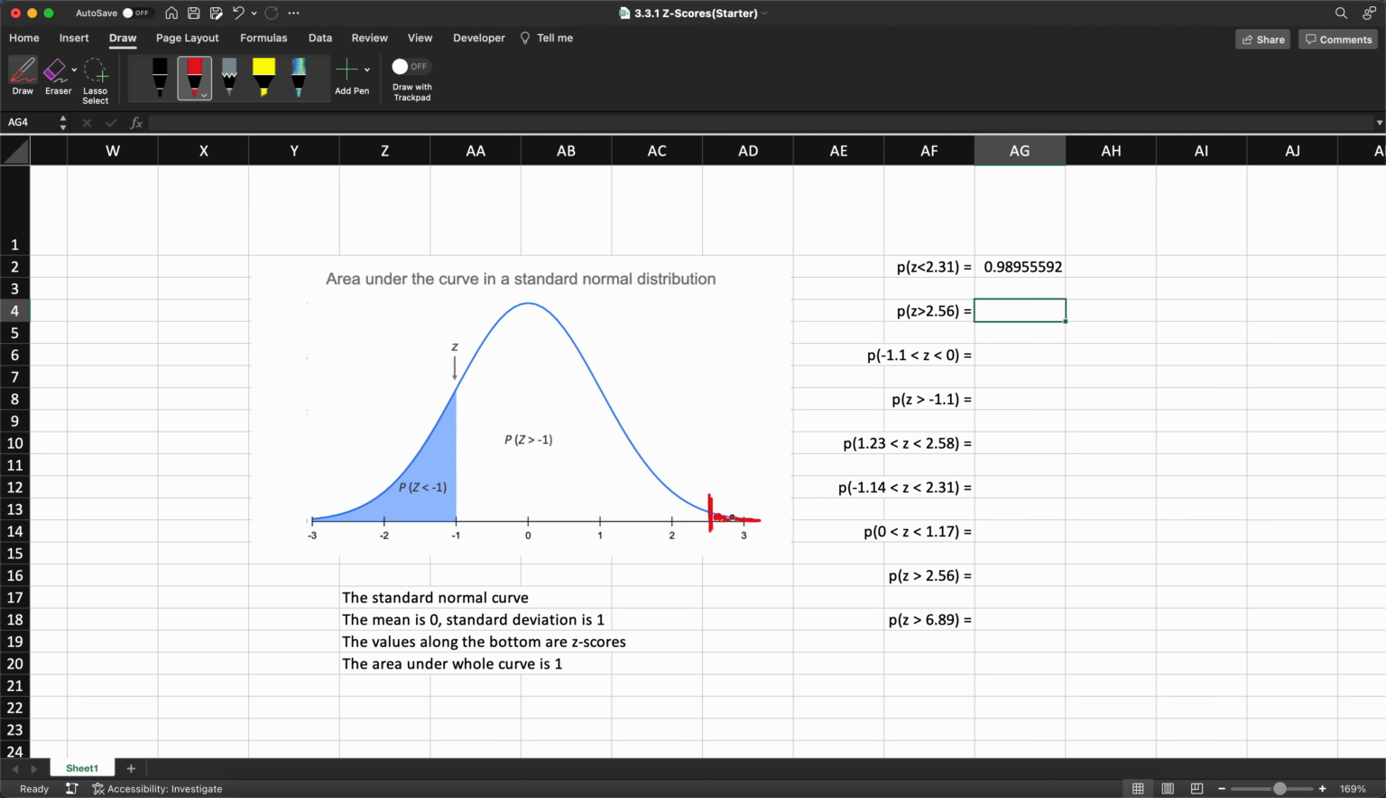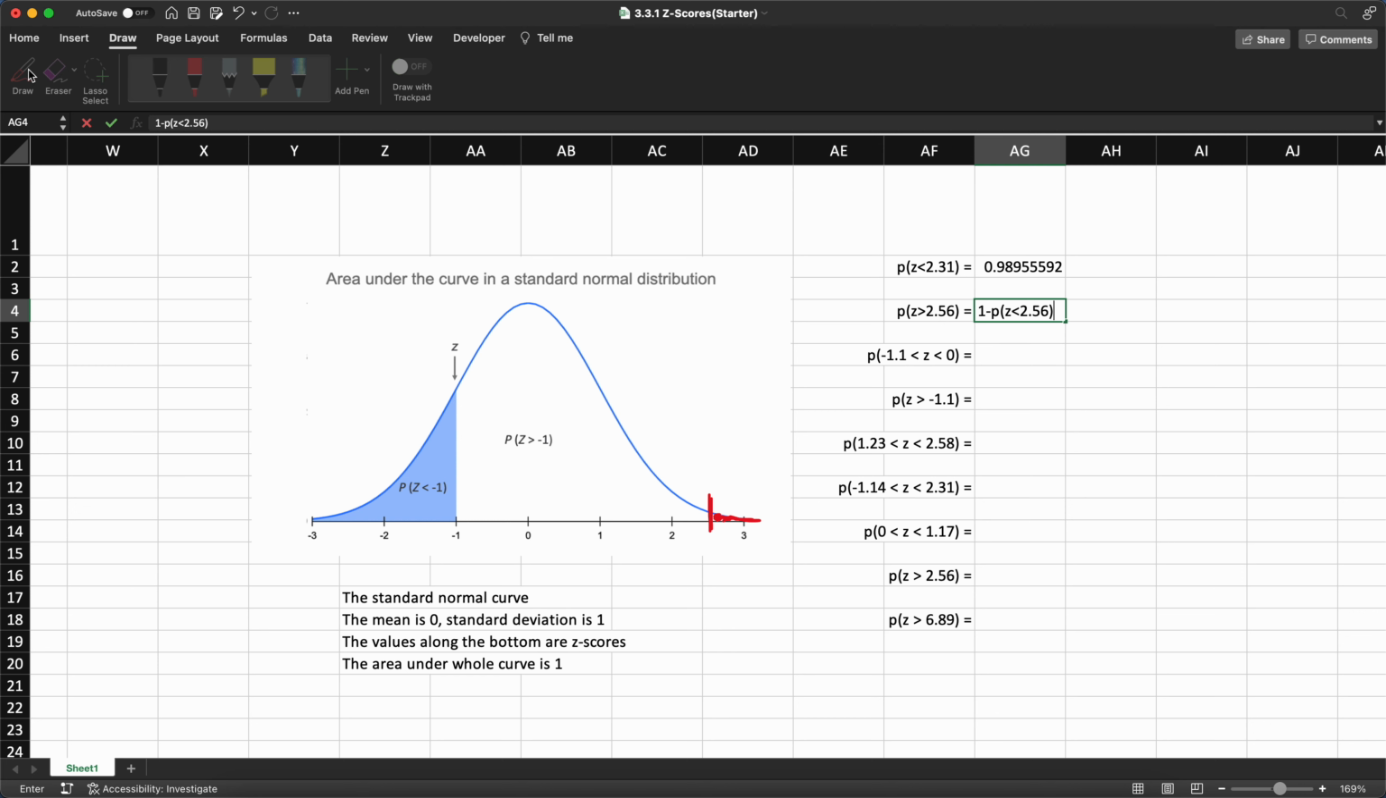It does go off to infinity, but the way that we find this probability, or this area, is similar to how we found the probability of the binomial distribution when things were greater than. So what we're going to do is say, well, this is 1 minus the probability that z is less than 2.56. And I know I didn't put an equal to sign, and you might be wondering, shouldn't it be less than or equal to 2.56?